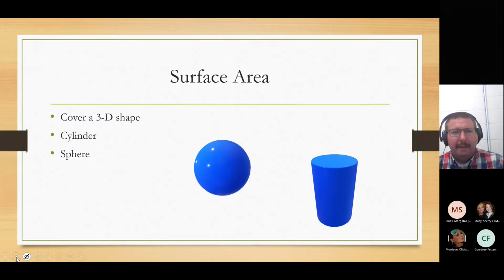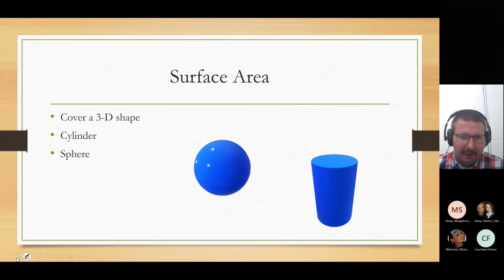The next part of the formula sheet is called surface area. Surface area is to cover a 3D shape. Like how much material is it going to take to make a Campbell's soup can? Or how much plastic is it going to take to make a beach ball? On your formula sheet, you should see SA.